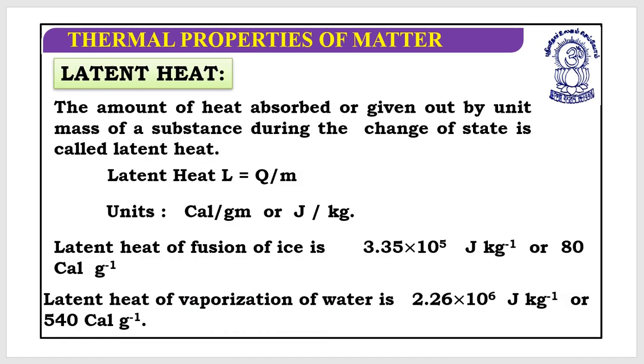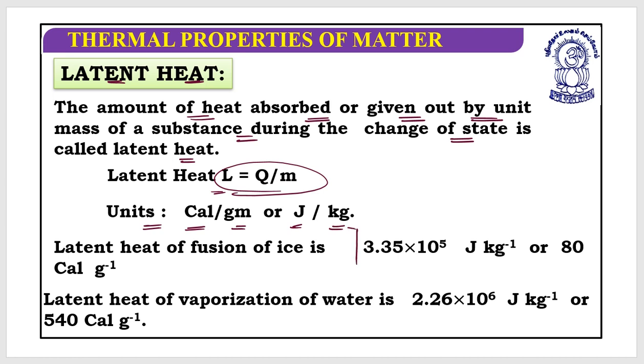So what is latent heat? It is the amount of heat absorbed or given out by unit mass of a substance during the change of state. That is called latent heat. It can be written as L equals Q by M, and its unit is calorie per gram or joule per kg.